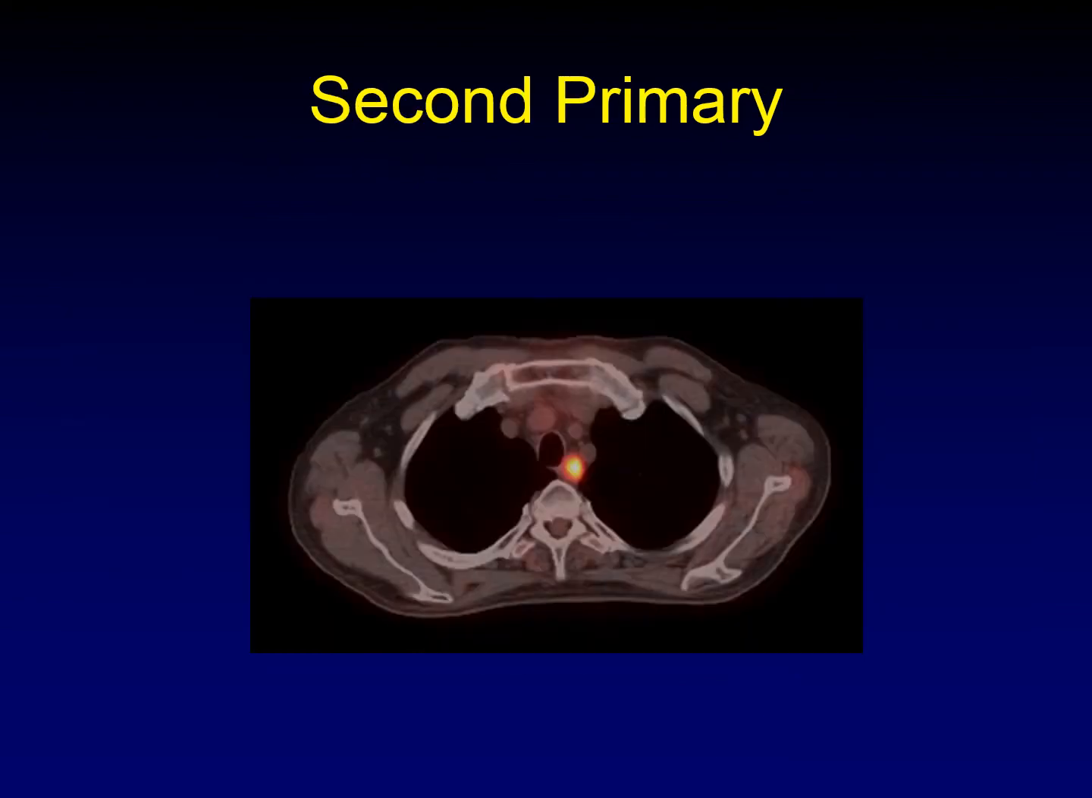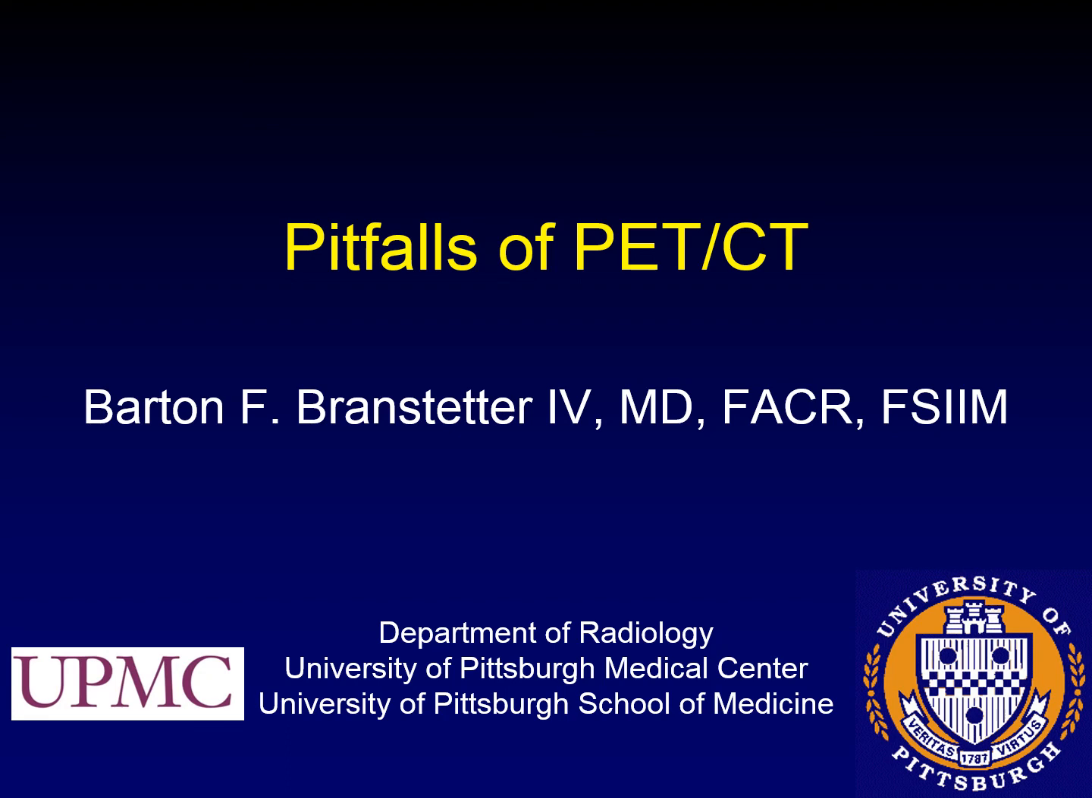Second primaries are so common in patients with head and neck and lung cancers. We've always got to be on the lookout for a metachronous primary tumor when we're looking at surveillance scans. For example, this is a patient who had a squamous cell carcinoma of the oropharynx and on post-treatment scanning presented with this adenocarcinoma of the thoracic esophagus. And that concludes the lecture on interpretive pitfalls in PET-CT of head and neck cancer.